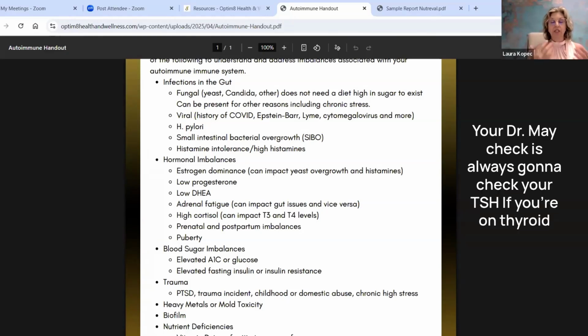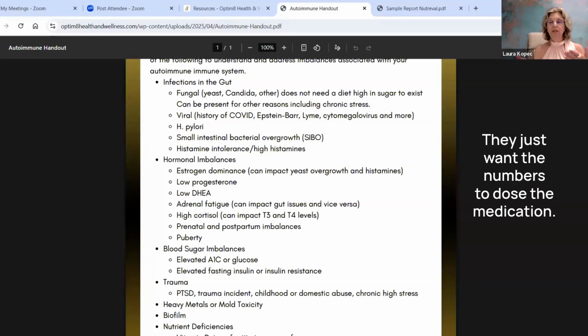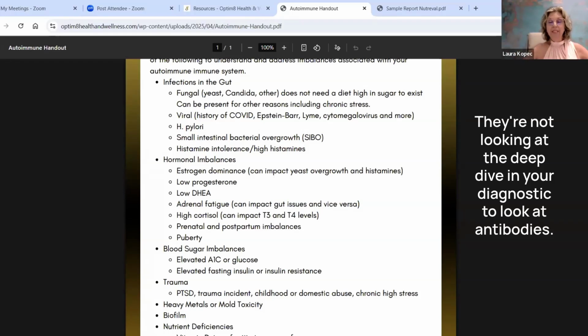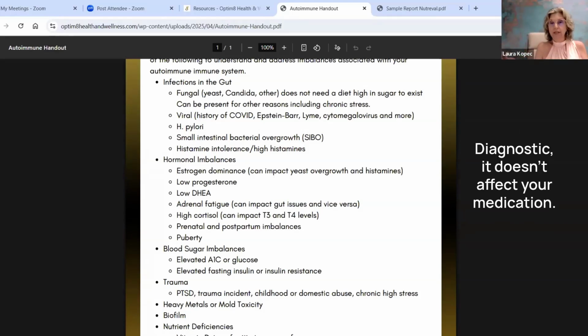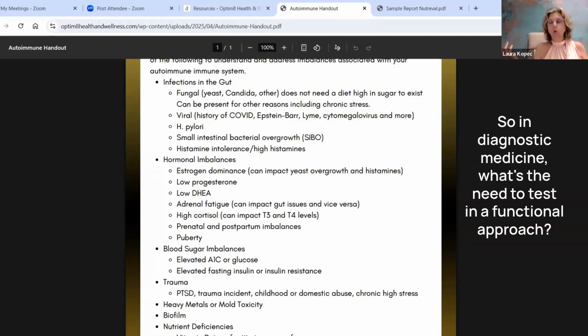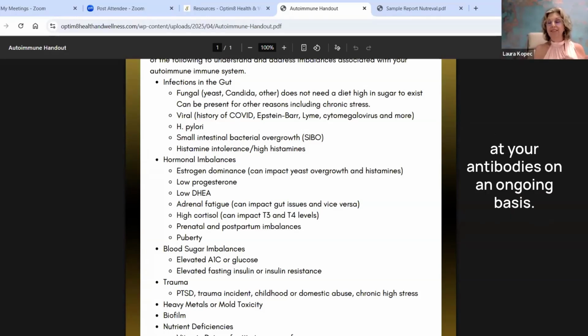Your doctor is always going to check your TSH. If you're on thyroid medication, you may or may not get T3 or T4 checked as well. They just want the numbers to dose the medication. They're not doing the deep dive in diagnostics to look at antibodies, because in diagnostic medicine it doesn't affect your medication, so what's the need to test? In a functional approach, a deep dive approach to diagnostics, you'll be looking at your antibodies on an ongoing basis. It's a measurement of inflammation, if nothing else.